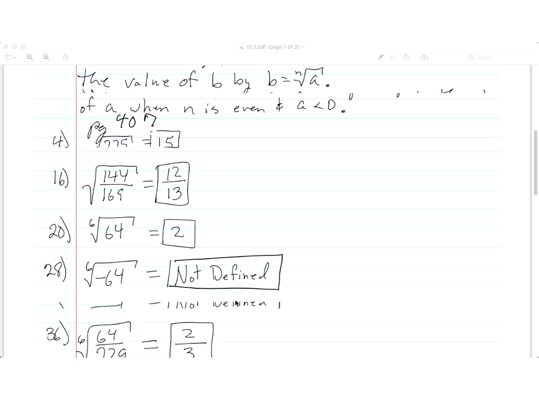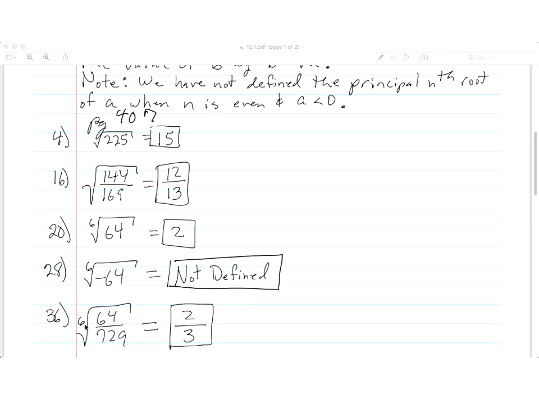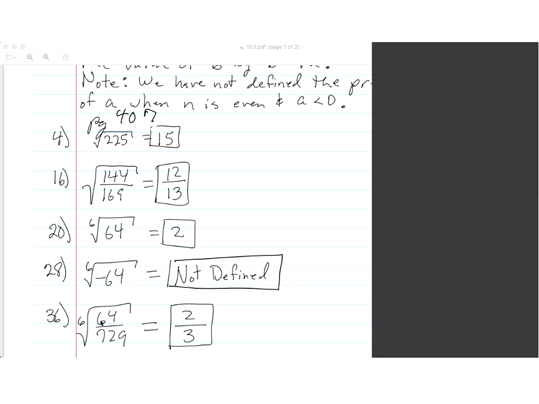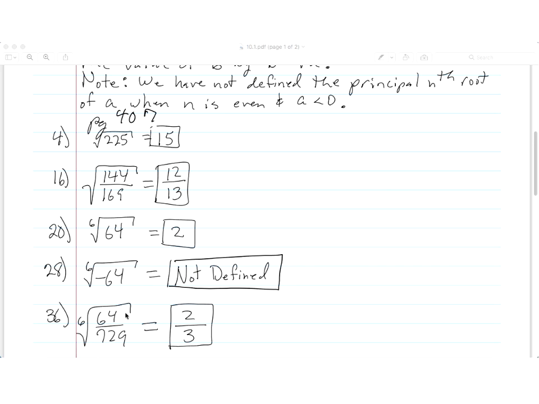Let me do problem number 36. I want to find the sixth root of 64 over 729. Well, the sixth root of 64 is 2. The principal sixth root of 64 is 2, because 2 times 2 is 4, times 2 is 8, times 2 is 16, times 2 is 32, times 2 is 64. So 2 to the power 6 is 64. Therefore, the sixth root of 64 is 2.